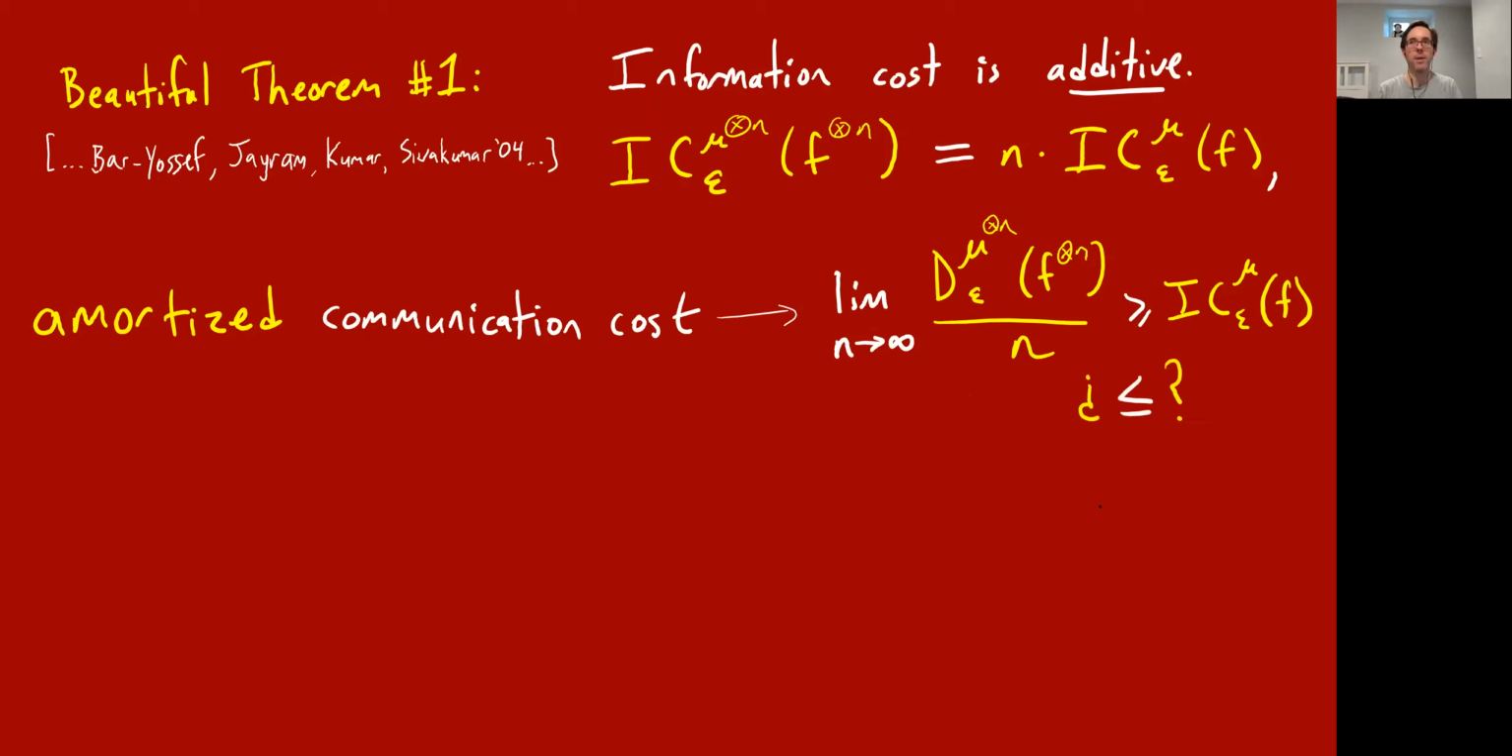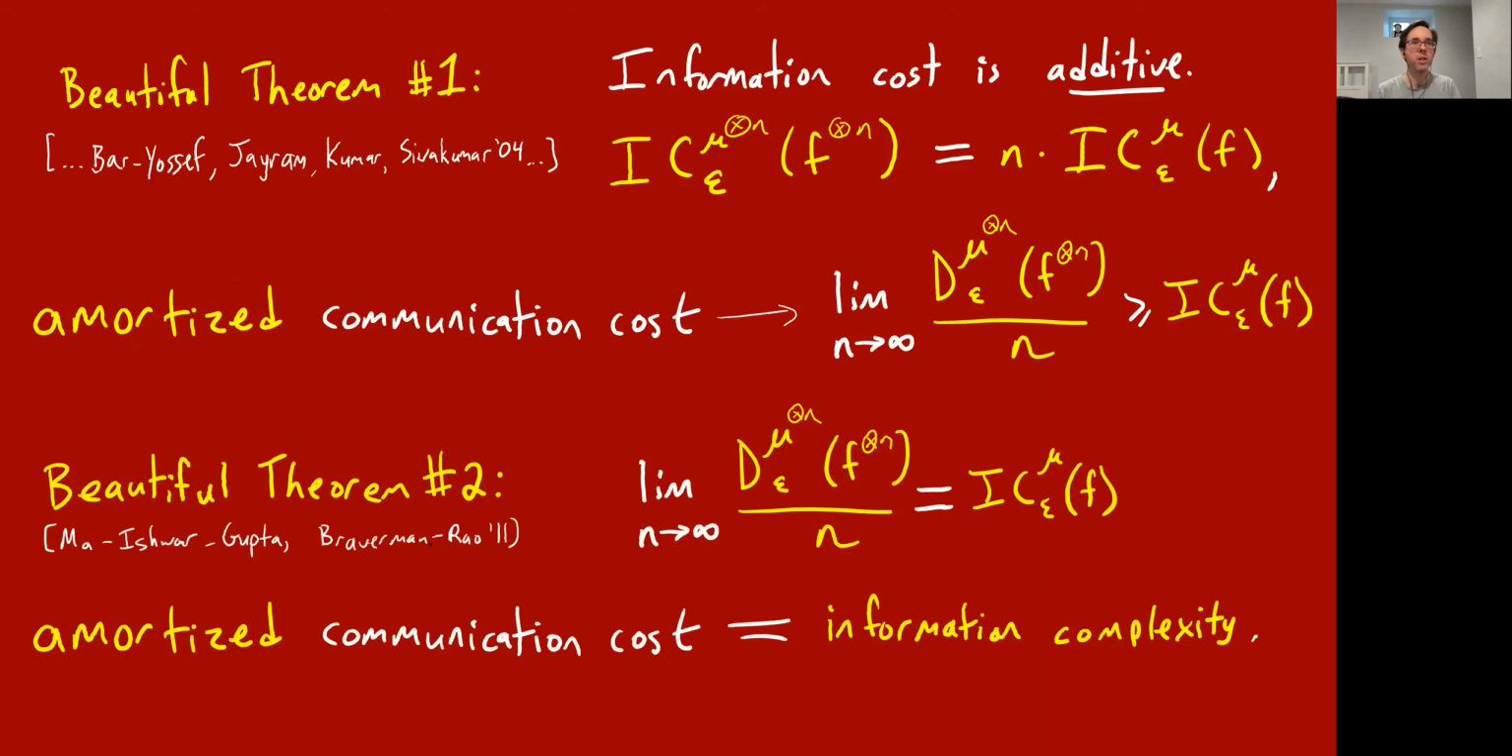And so you might ask about the other direction. That's beautiful theorem number 2, proved independently by Ma, Ishwar, and Gupta from the information theory community, and Braverman and Rao from the CS theory community. They showed that they're equal. So just like entropy captures average case one-way communication, the average case two-way communication cost of solving a problem f, when amortized out, is exactly this information complexity quantity.